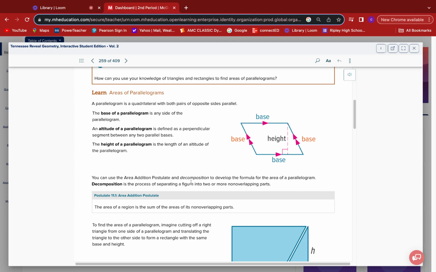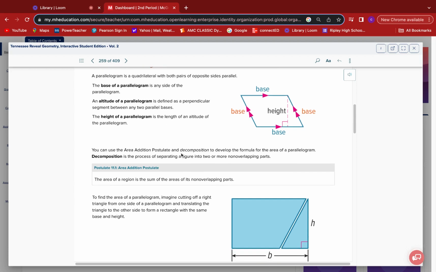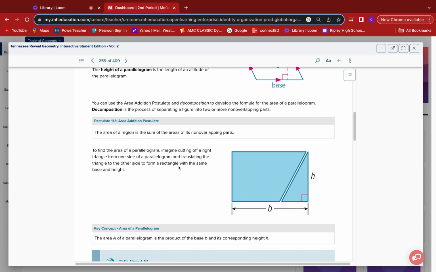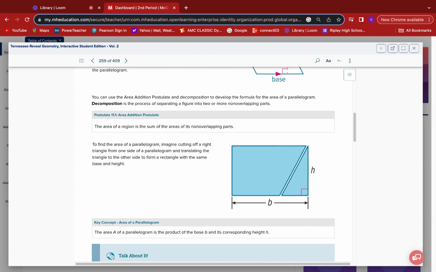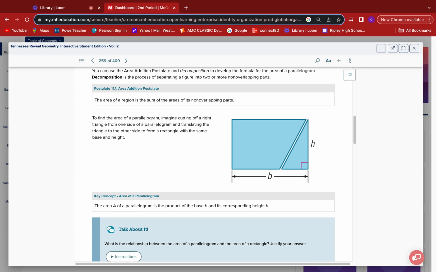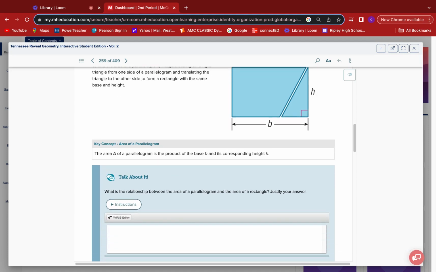All right, decomposition, let's see. We use the area addition postulate, decomposition of the available formula. Okay, so yeah, means we have to do some manipulating and figure things out, I suppose. Okay, let's see here. Imagine cutting off the right triangle. So it looks like we're doing the height, and that's the base. Area of parallelograms, product. Okay, here we go, the formula. That's what I was looking for.